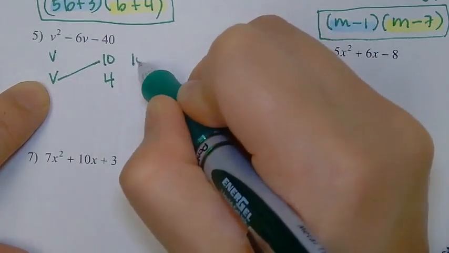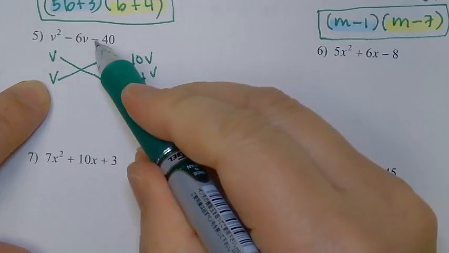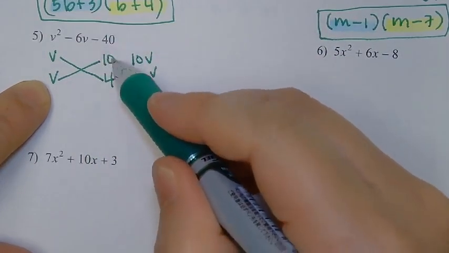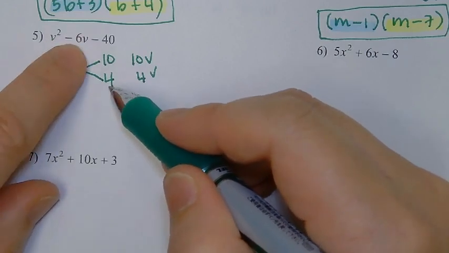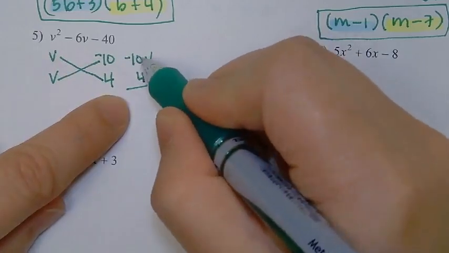So v times 10 is 10v. v times 4 is 4v. And since it's negative 40, I know one of these has to be negative. I want to get a negative 6, so that means my 10 has to be negative. This is my think aloud, guys.